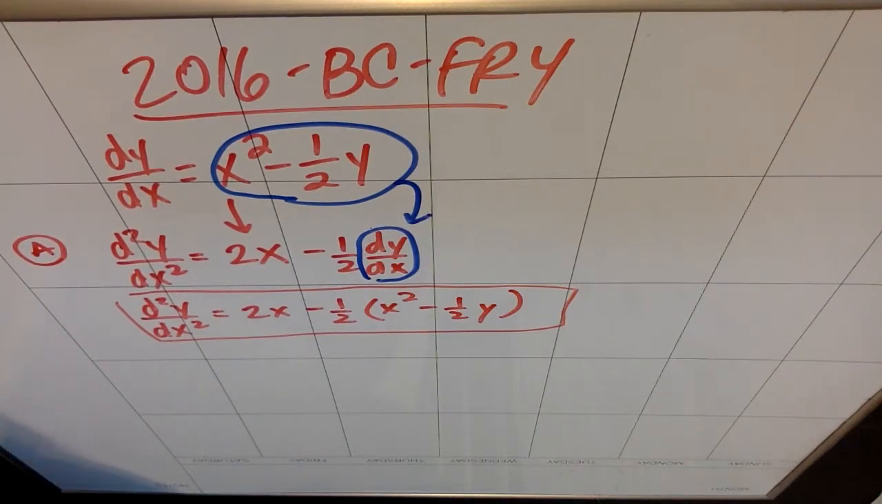Part B. Let y equals f of x be the particular solution to the given differential equation whose graph passes through the point (-2, 8). Does the graph have a relative minimum, maximum, or neither at the point (-2, 8)?